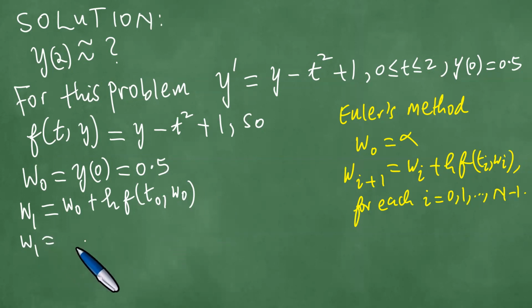What is W0? We saw that W0 is alpha, and alpha is 0.5 here. So which means that we shall have 0.5. What is the h? The h here is 0.5. We just stated that in the beginning of the question. Each question has its own h and it's always given in the question. Now you have this, and now you can write it.